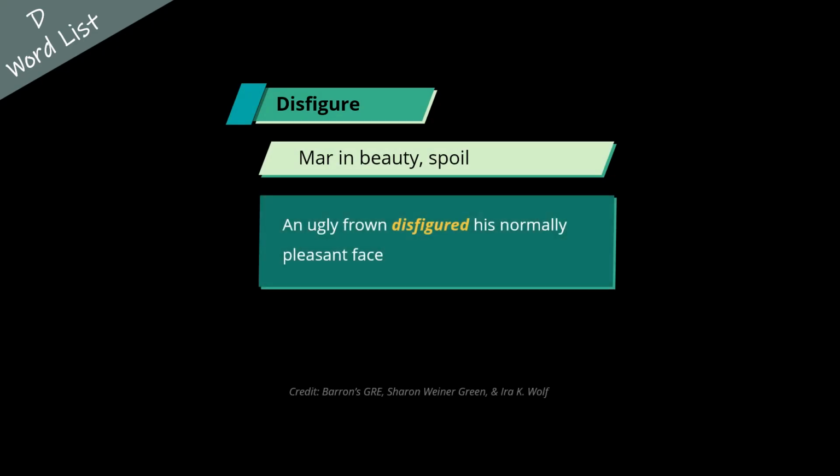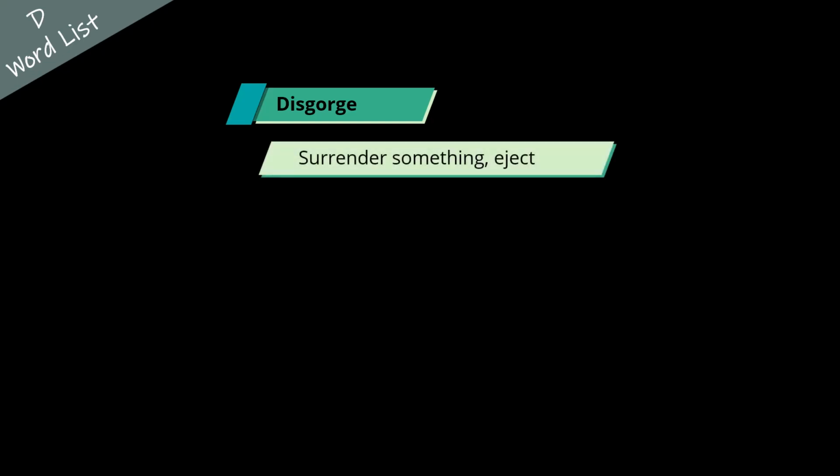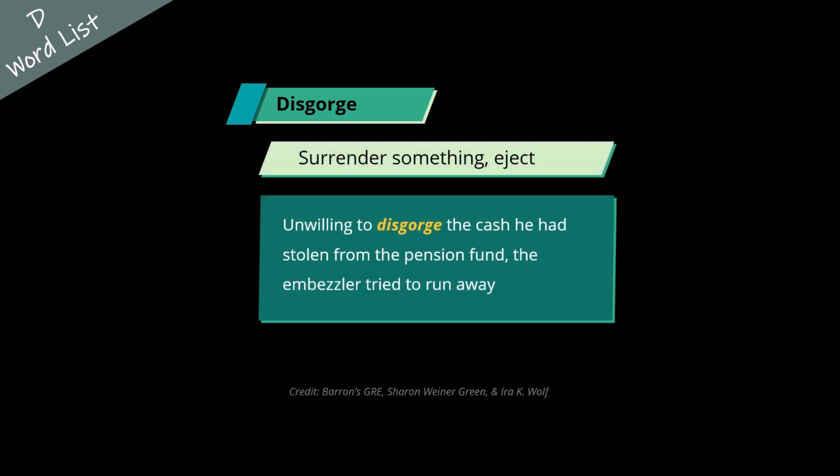Disfigure means mar in beauty, spoil. For example, an ugly frown disfigured his normally pleasant face. Disgorge means surrender something, eject. For example, unwilling to disgorge the cash he had stolen from the pension fund, the embezzler tried to run away.